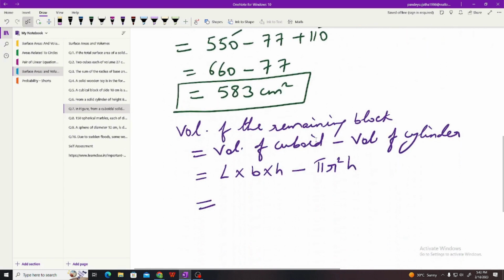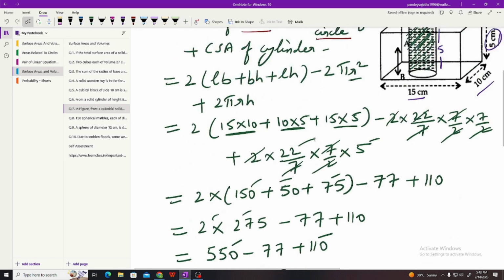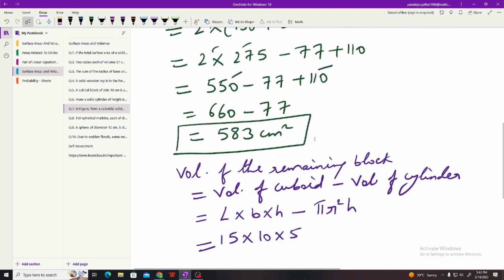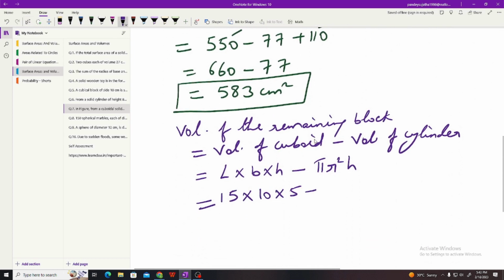So put the values here. So length is 15, breadth is 10 and the height is 5. Let's check the values, dimensions again. Yeah. Minus the value of pi is 22 upon 7 into the radius is 7 upon 2. R square will be 7 upon 2 into 7 upon 2, and the height of the cylinder is equal to the height of the cuboid, that is 5.